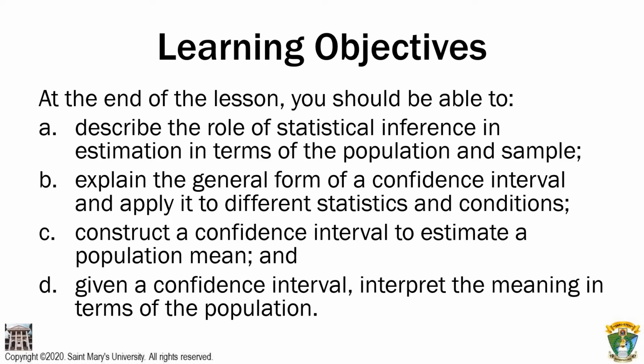At the end of this lesson, you should be able to, first, describe the role of statistical inference in estimation in terms of the population and sample. Second, explain the general form of a confidence interval and apply it to different statistics and conditions. Third, construct a confidence interval to estimate a population mean. And lastly, given a confidence interval, interpret the meaning in terms of the population.